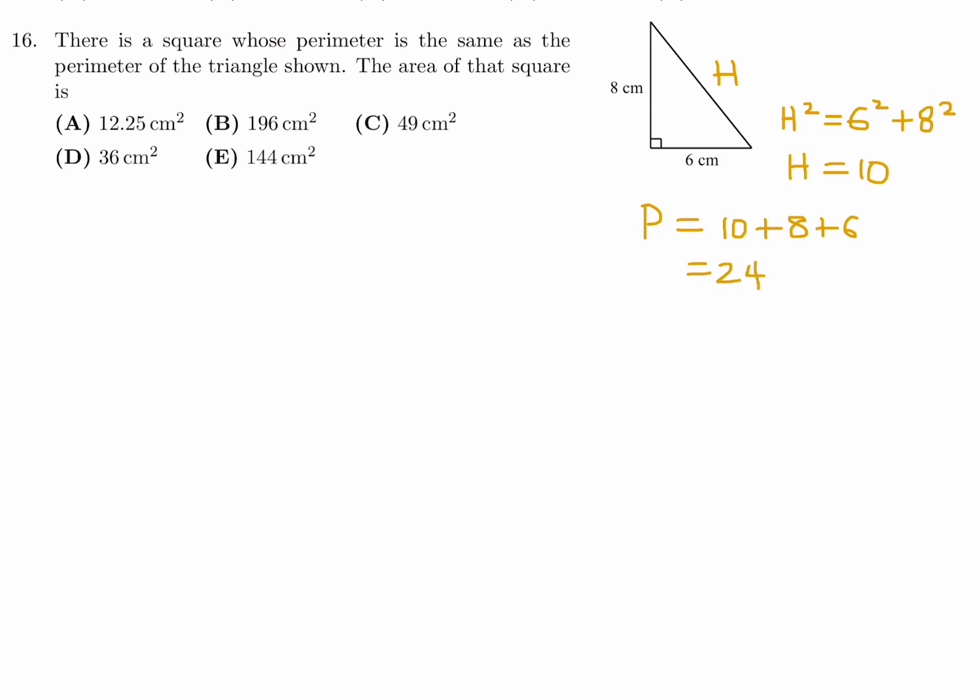So if you have a square and its perimeter is 24, then that means each side is equal to 6. And they want you to figure out the area of the square. Well, the area is 6 times 6, which is 36. So number 16, the answer is D.